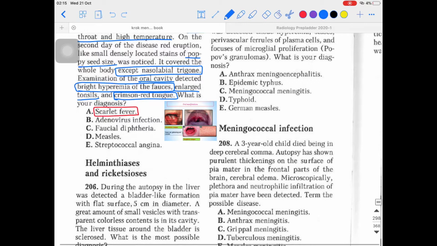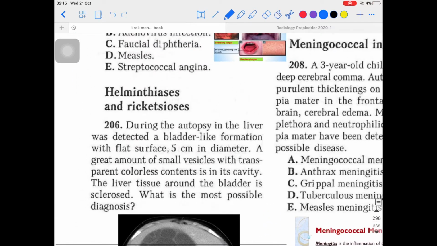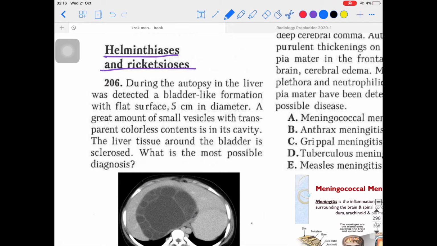So now in this video we are going to talk about helminthiasis and rickettsiosis. Okay, helminthiasis and rickettsiosis. So let's move into the topic. You must have talked about this topic in microbiology, so we'll be revising this knowledge from microbiology.